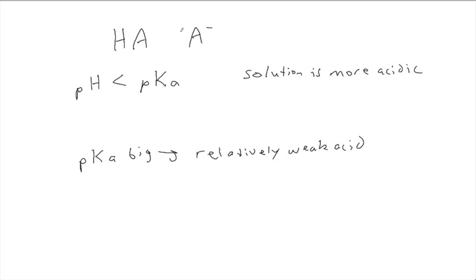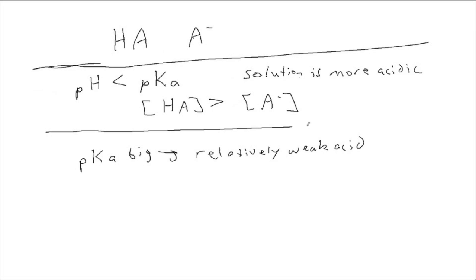So which of these two forms of the molecule are going to be favored? Are we going to have more HA or more A minus? We're going to have more HA, because it's getting protons from the solution. So we see here, when the pH is less than the pKa, is the acid mainly in the acidic form or the conjugate base form? Is the acid going to be mainly protonated or deprotonated? Protonated. Right.